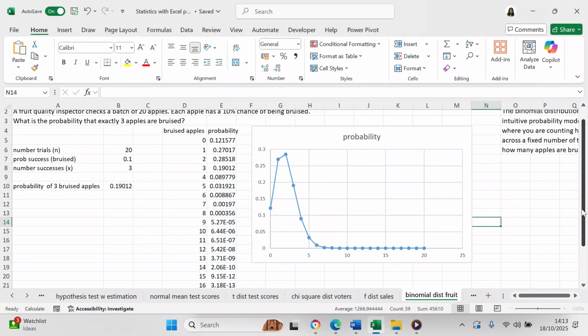So that's the chart that we've made on the probability of 3 apples being bruised. We calculated it using the binomial distribution, and then we also made a graph so you can see a graphical depiction as well.